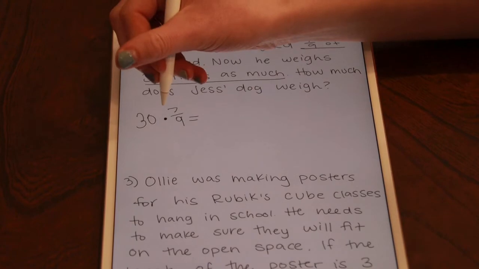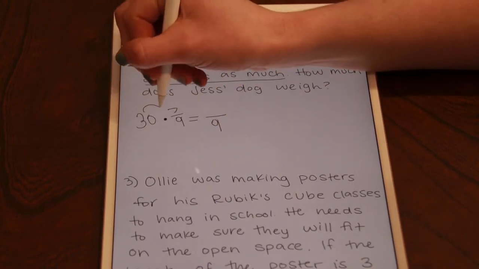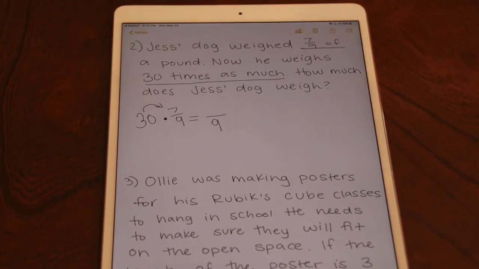So instead I'm going to use my shortcut. And my denominator stays the same. And I just multiply the top, the numerator, by the whole number.